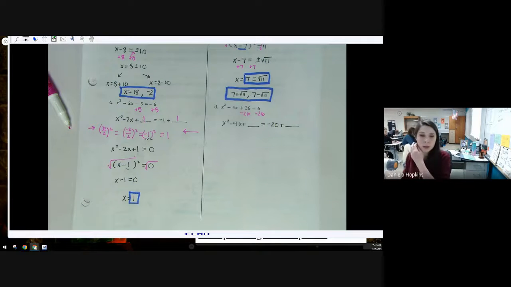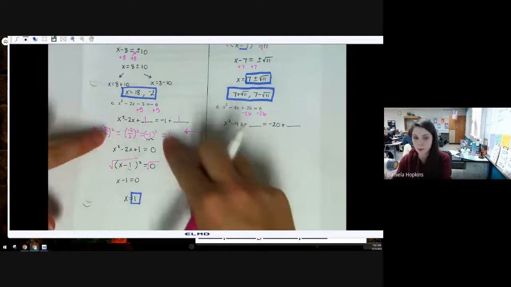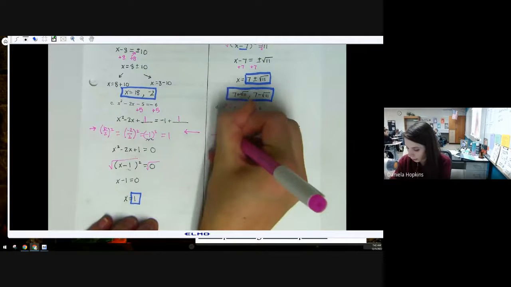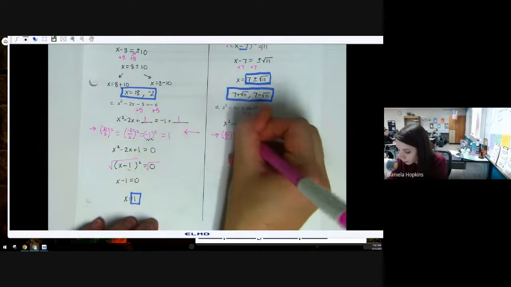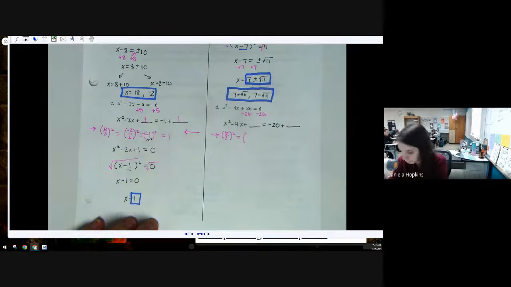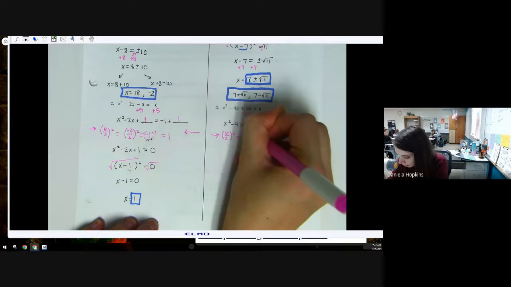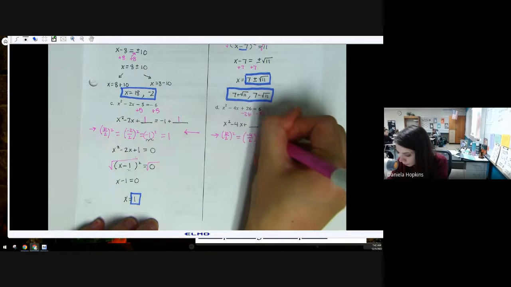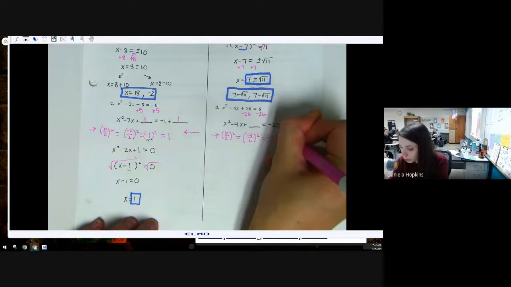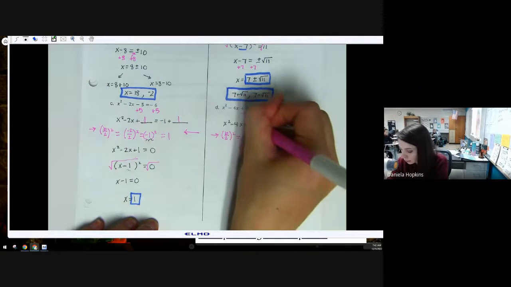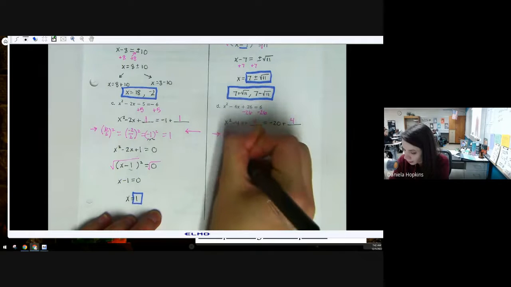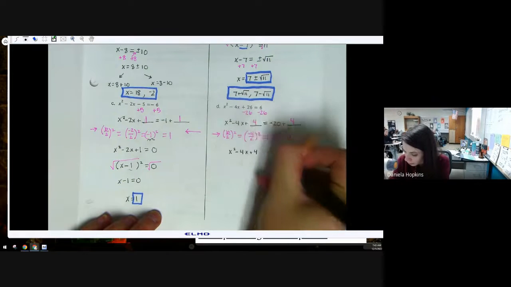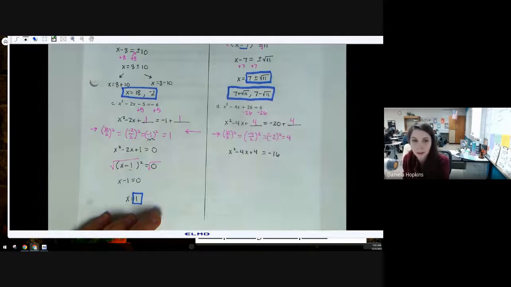I get myself into this routine. And then again, I like to have this middle step too. And I don't know why I always write out the b over 2 squared, but I do. What's my b value here? Negative 4 over 2 squared could be negative 2 squared, which is 4. So I'm going to add 4 to both sides. This will leave me with x squared minus 4x plus 4 equals negative 16.